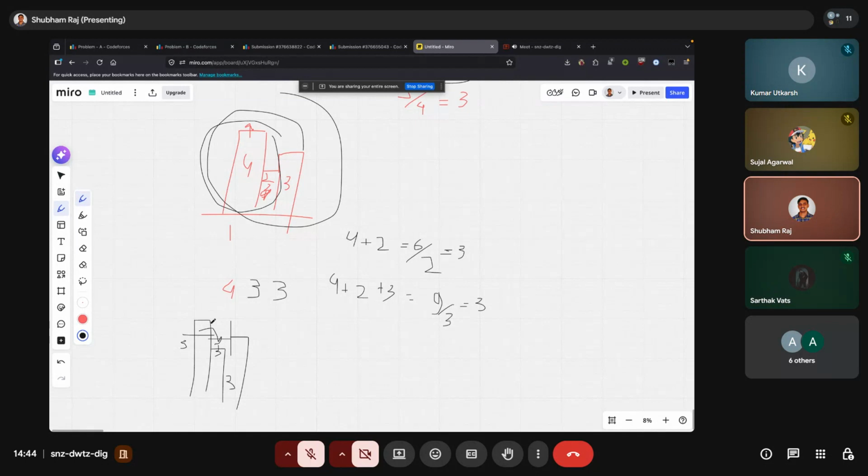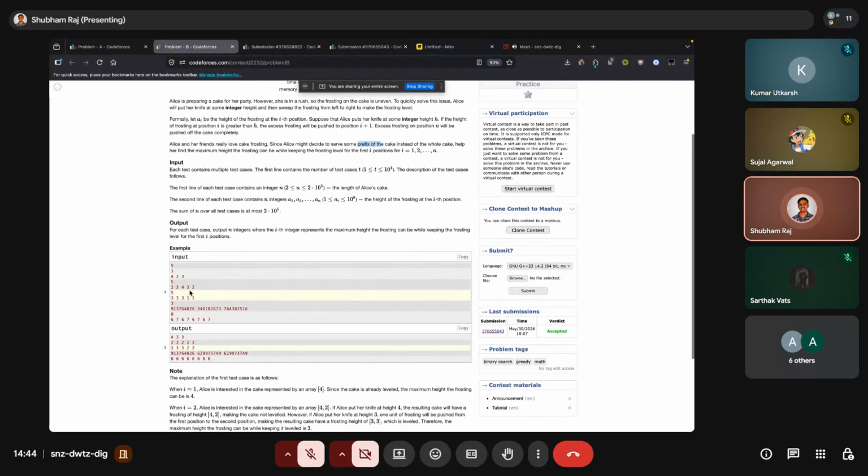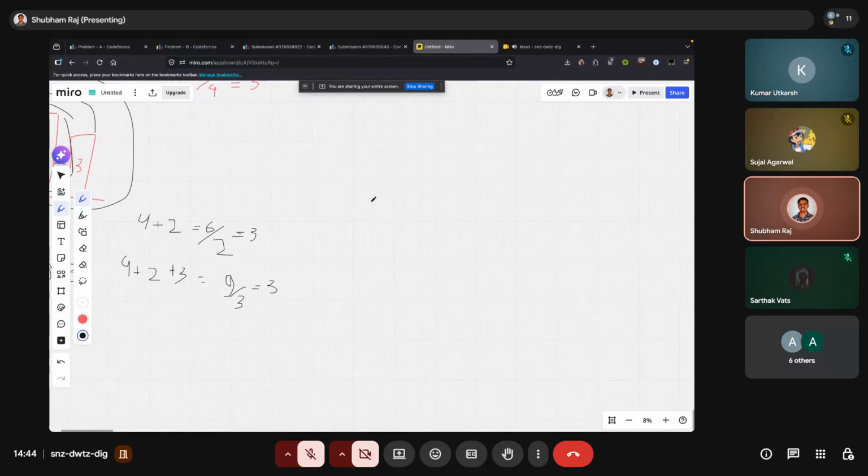Now for index 2, the height will be 3, and for index 3, it is already 3, right? So this way we can calculate this. But one case is there. If we take this example, I can take a smaller example from here. Like if we have this cake, right, and suppose this cake.